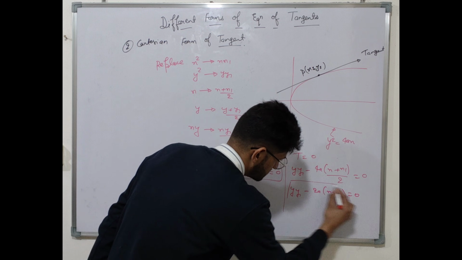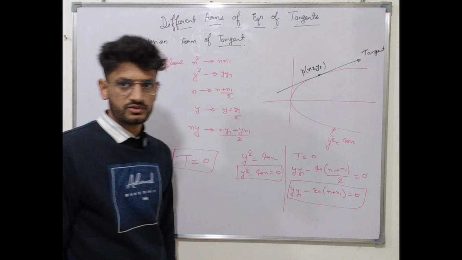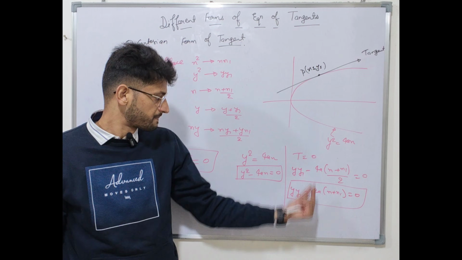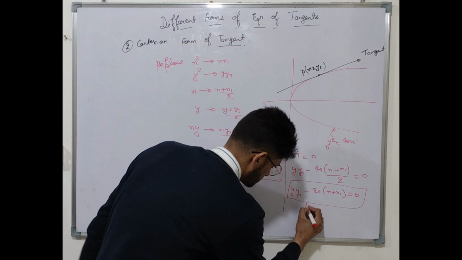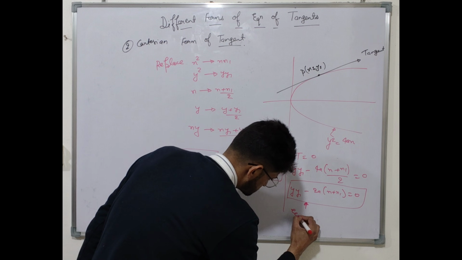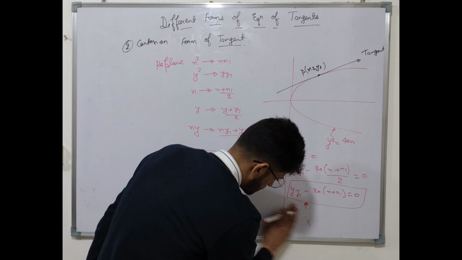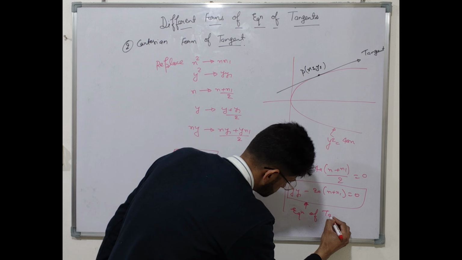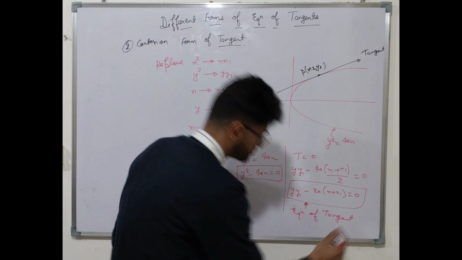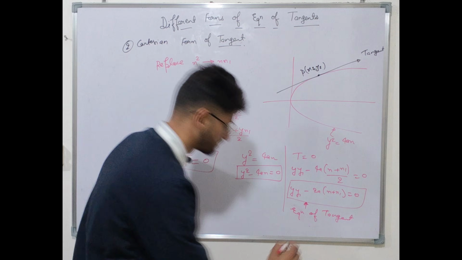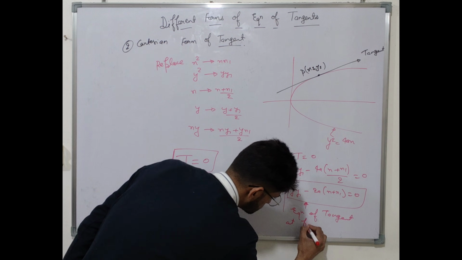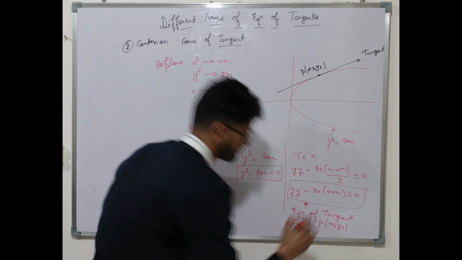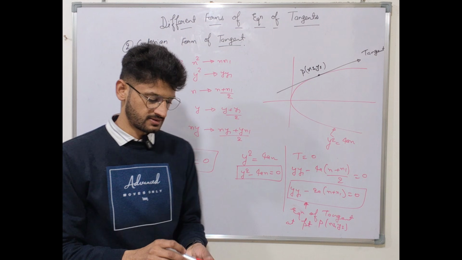So this is the equation of tangent on parabola y square equals 4ax if x1, y1 is the point lying on the parabola, right? So this is the equation of tangent, and this is known as the Cartesian form of tangent. Equation of tangent at point P with coordinates x1 comma y1 on parabola y square equals 4ax.